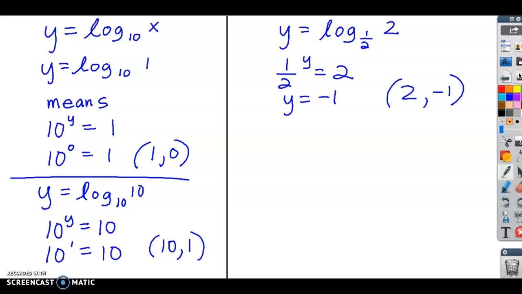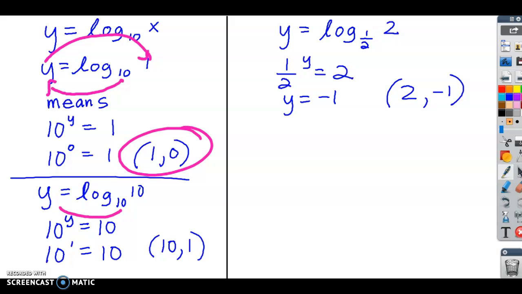So just take a look at this, and you can write this down or not. But when you have y equals log base 10 of x, and you go ahead and put a 1 in, what that means is 10 to the y equals 1. Well, that's going to be 0, because 10 to the 0 equals 1. So that's where we're getting that first number from. And then if you put the base in for x, 10 to the y equals 10, well, that's just going to be 1. So that's where those two numbers are coming from.